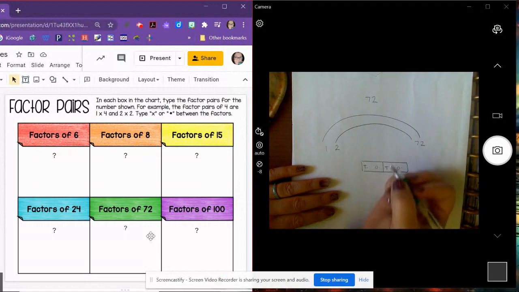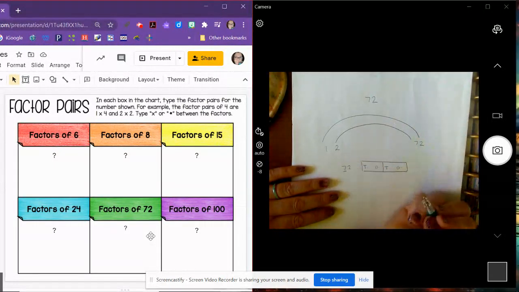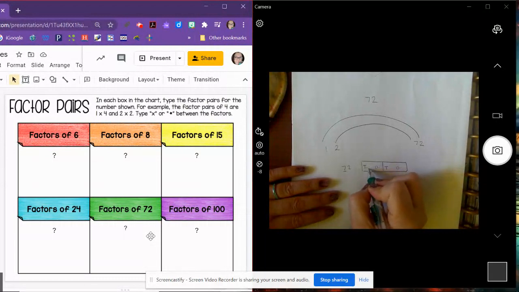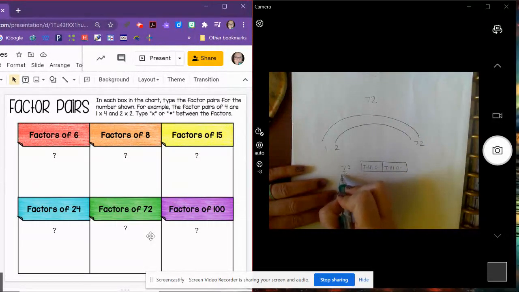Okay, so if we have 72, we know that we have 7 groups of 10. So I'm going to try to break that up evenly. 1, 2, 3, 4, 5, 6. But I have 1 group of 10 left over. So I took 6 groups of 10 out, and I have 1 group of 10 left over.